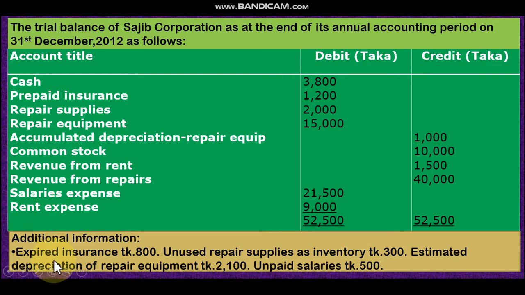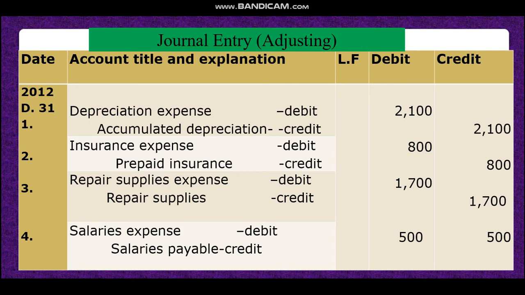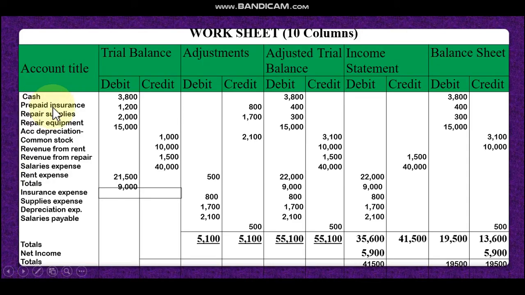Then we will write all the names of the adjustment items, but we have to keep in mind that if there is any item in the trial balance, we will not repeat that item. That means we write all adjustment accounts, except those items which we already have in the account title column of the trial balance.